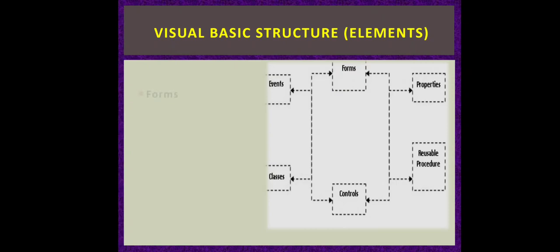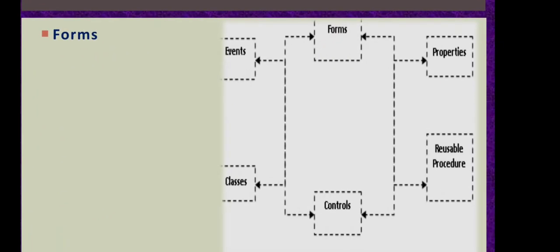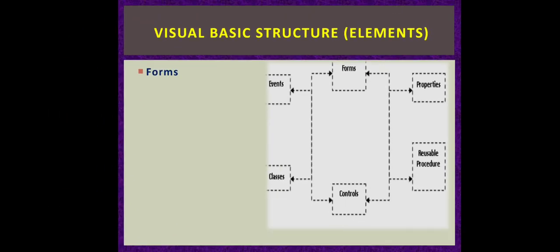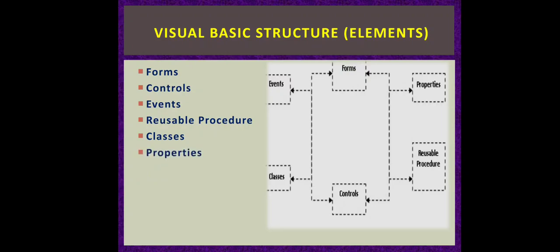And finally, what are the basic elements of Visual Basic? That is, what are the building blocks of Visual Basic? As we can see here in the diagram, these are the basic building blocks of Visual Basic. We have the forms, we have the controls, they are interconnected with each other. We have events, we have reusable procedures, we have classes, we have properties. These are the basic building blocks of Visual Basic. So all these elements make Visual Basic a strong programming language.